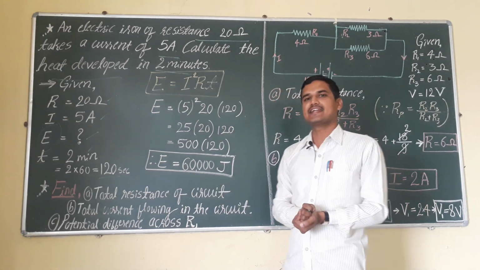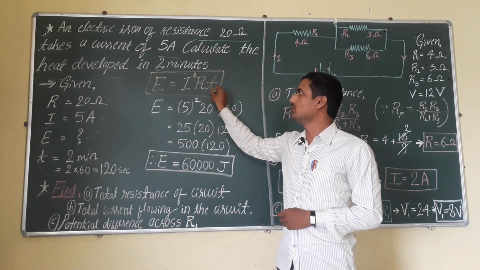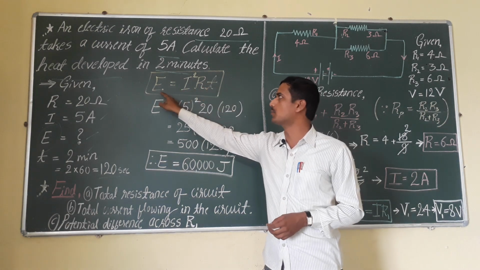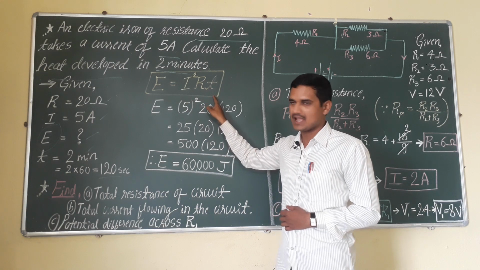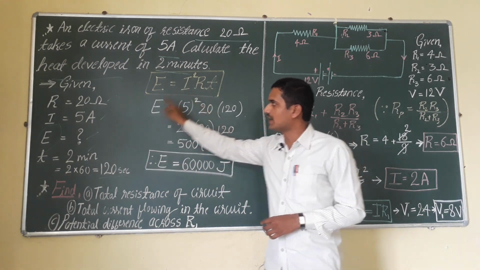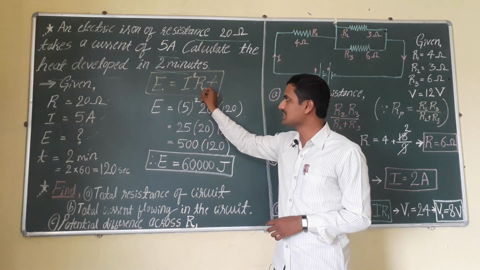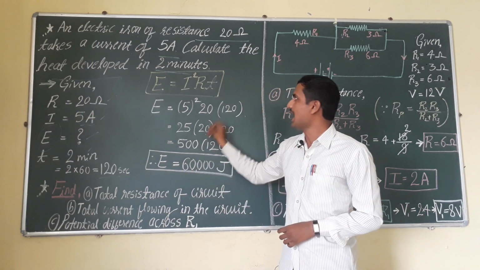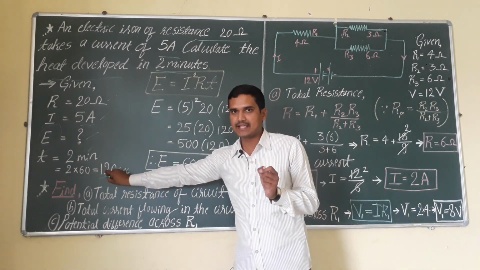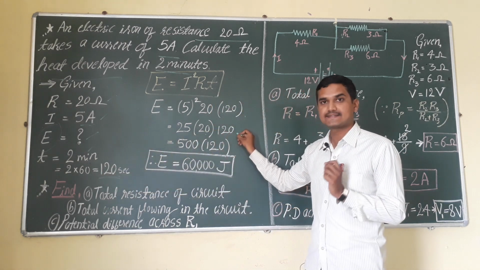We know heat energy can be calculated with the help of the formula E is equal to I square RT, or you can also write it as W is equal to I square RT. And all the data are here, just substitute them. So current is given as 5 ampere, so 5 square, and resistance is 20, and the time taken is 120. Be careful, don't write it as 2 minutes. Write it as 120 seconds.